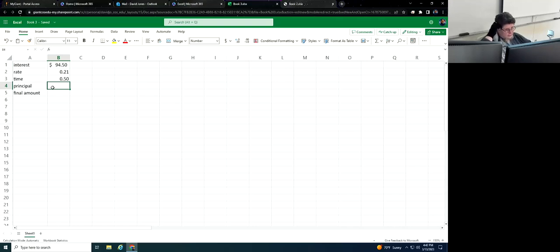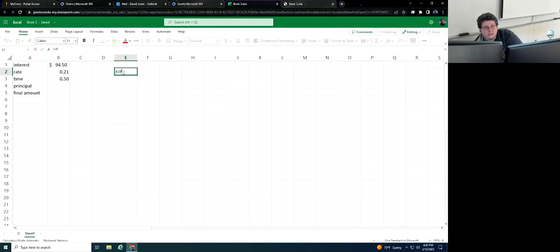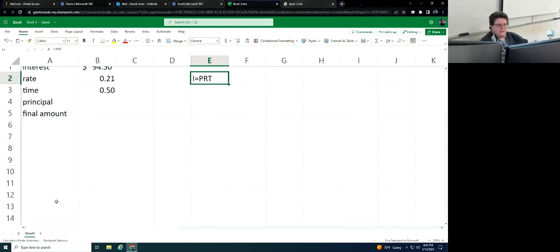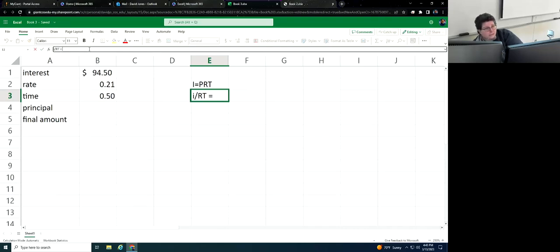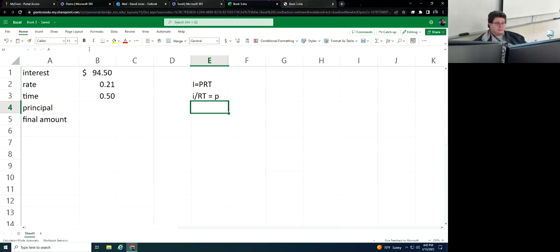So principal. We had I equals PRT. If I wanted to find P, I could divide both sides by R and T. If I did that, I would have I divided by RT equals P. I'll show this on paper in a second. Another way of putting it is with the P first: P equals I divided by RT. And so what I want to do is simulate this in Excel.